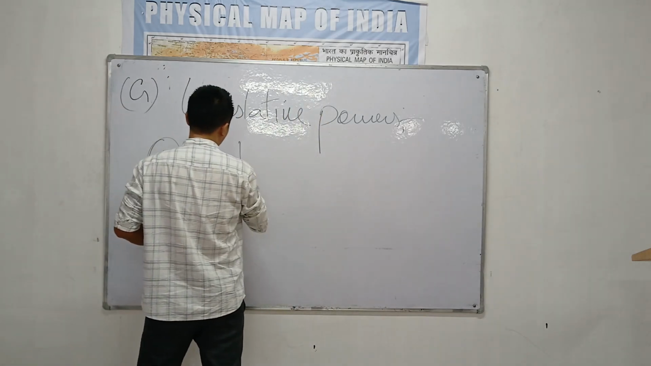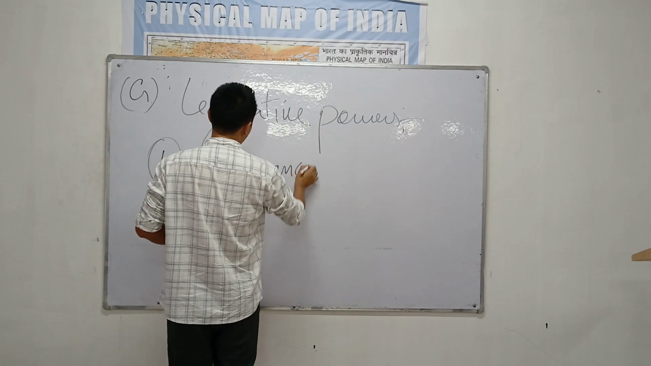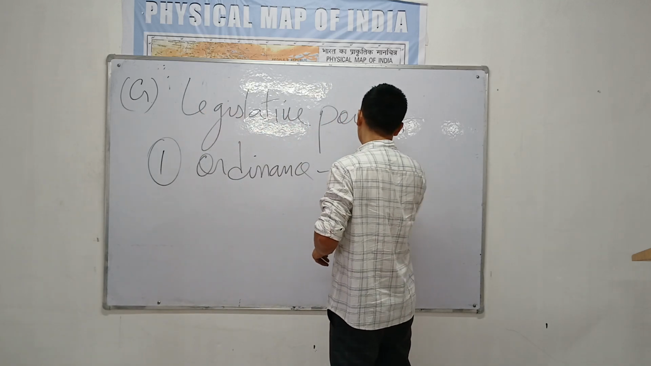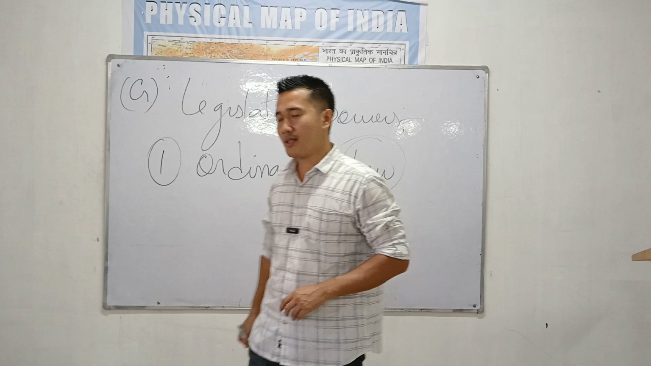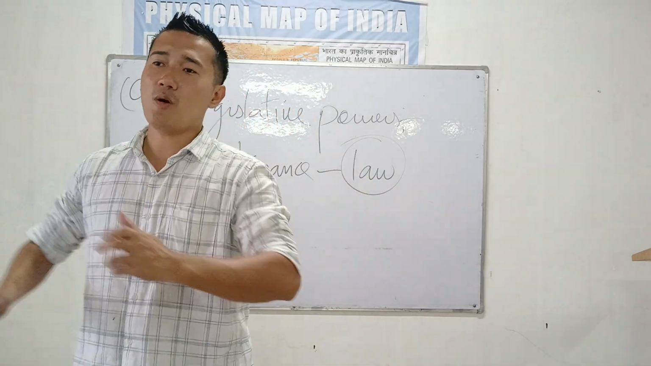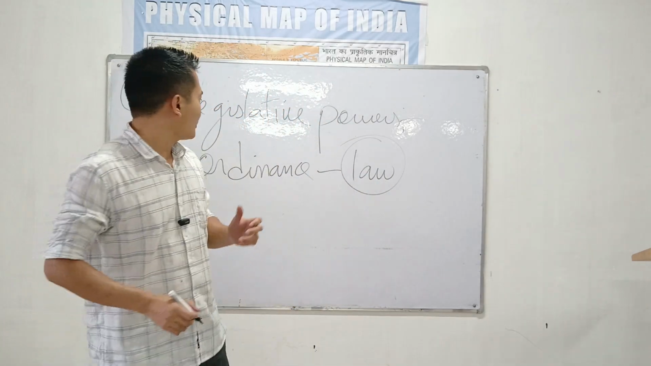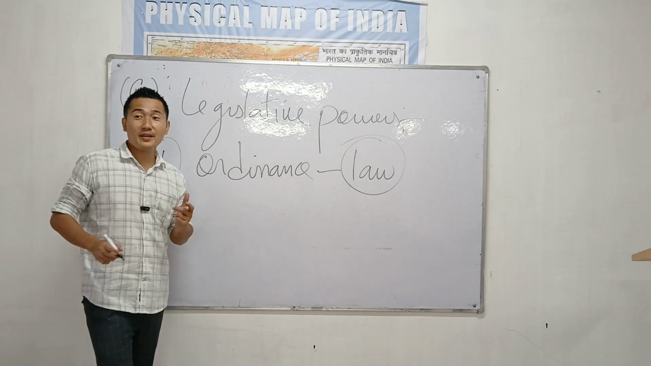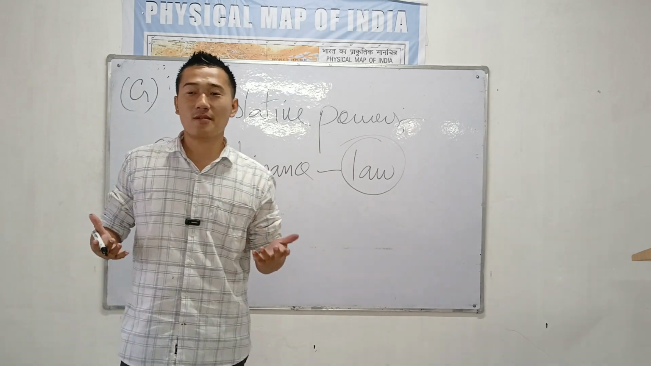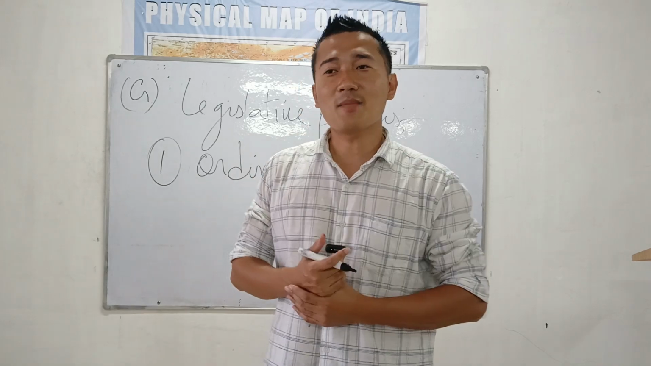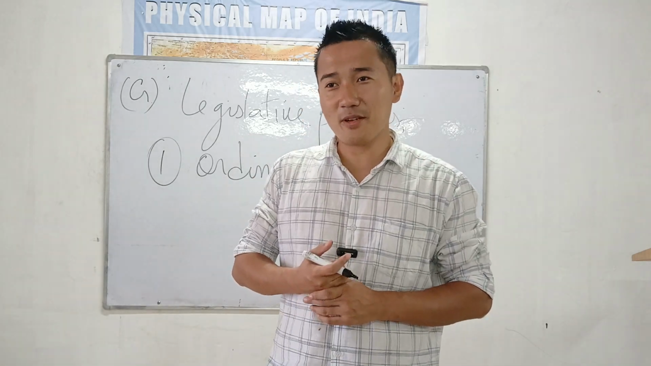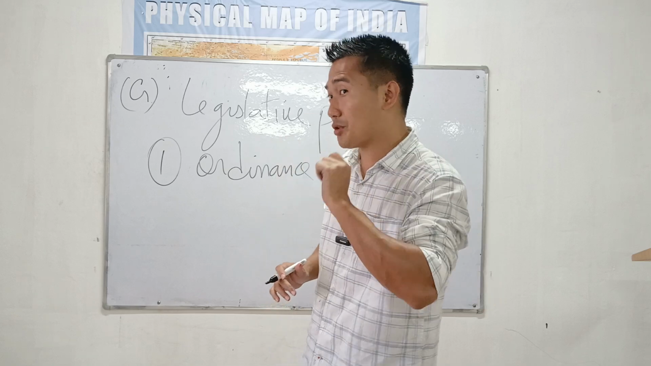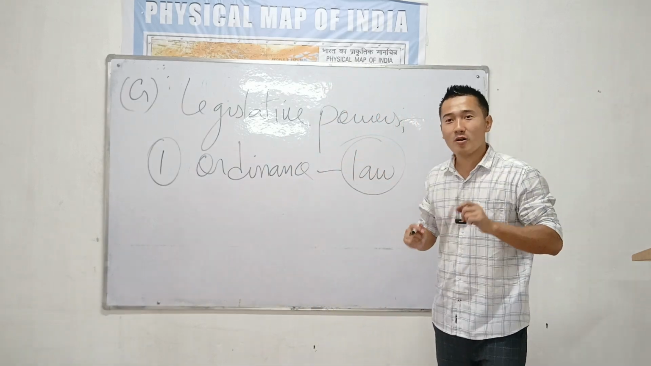Ordinance making power. Ordinance is often asked in exams. What is this ordinance? Ordinance means the law making power. The President can make laws anytime when the Parliament is not in session. Lok Sabha is dissolved, Rajya Sabha is not in session. Sometimes Lok Sabha calls for election after every 5 years. Rajya Sabha is there, but Rajya Sabha is not in session. Under that, in an emergency situation, the President of India will make an ordinance.